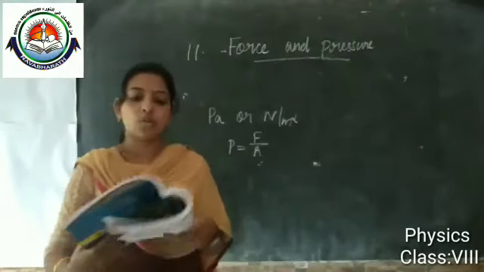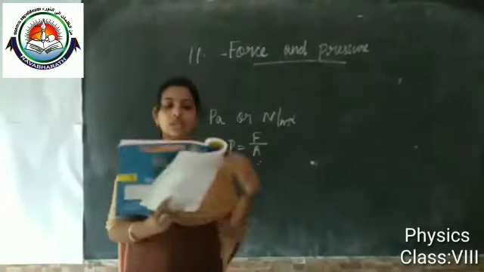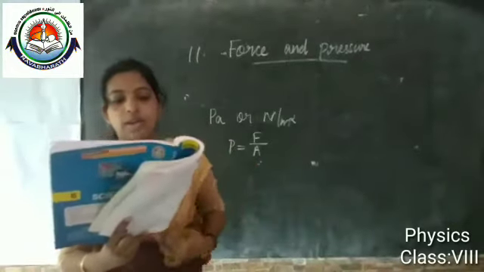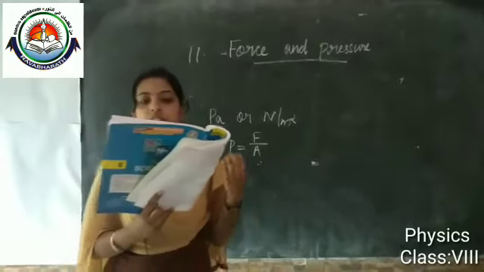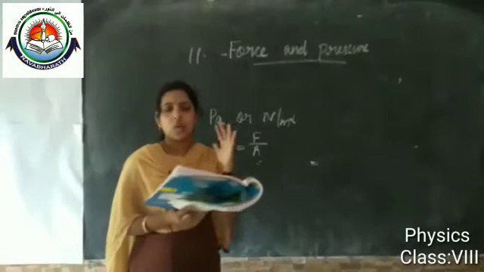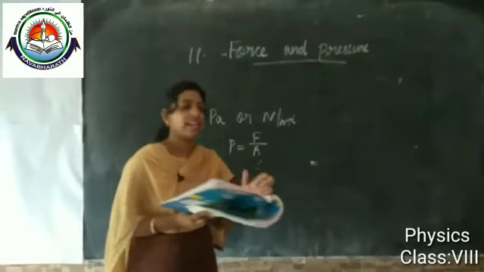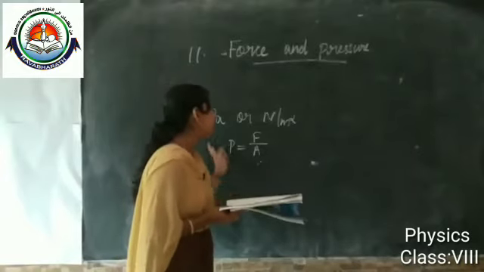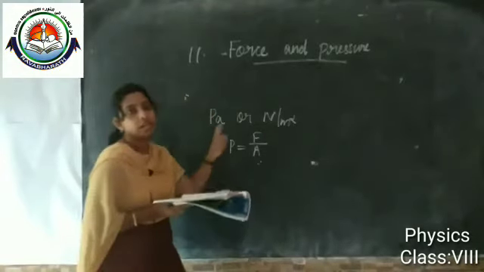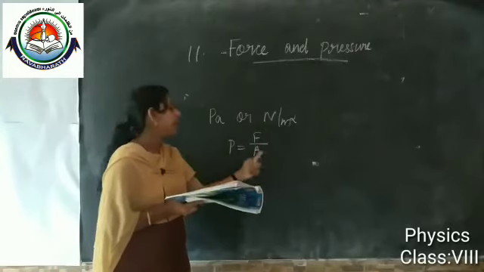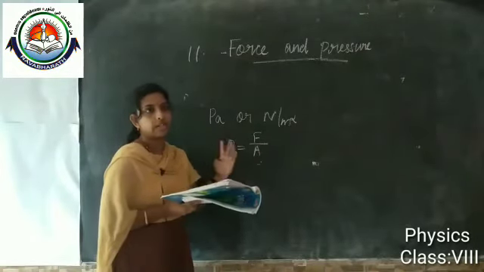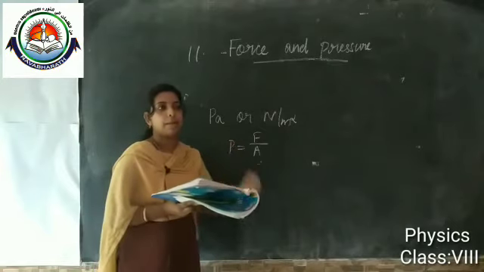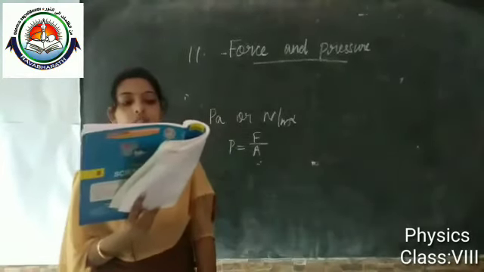Now we can move on to the long answer questions. Long answer first one: explain why a heavy truck is fitted with 6 to 14 tires. In all these cases, again and again I am telling you, you have to keep an idea about this equation of pressure. When the area increases, pressure is decreasing. So you have to keep that idea in mind.